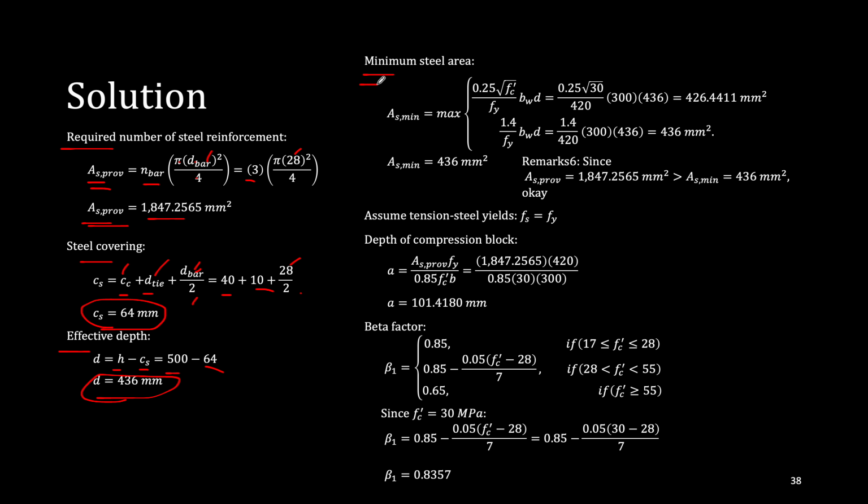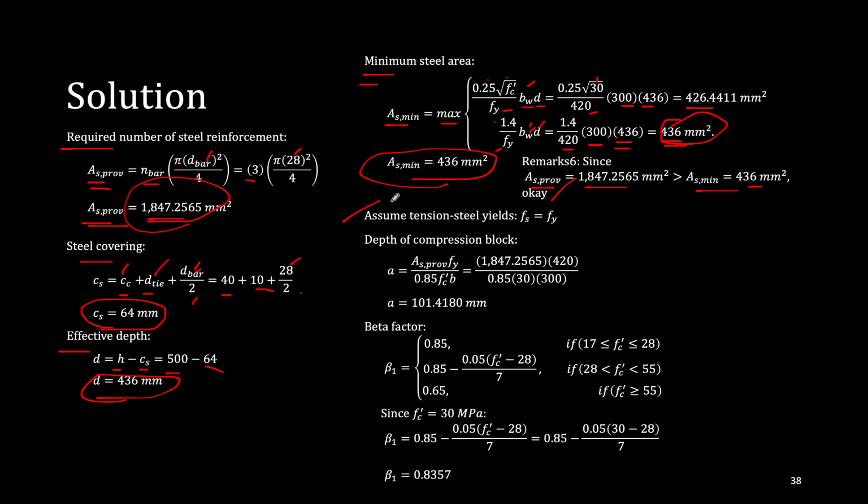After that is yung minimum na steel area. So yung minimum na steel area natin is the maximum value between these two equations. So 0.25 times square root of FC prime na 30, Fy na 420, width na 300, then yung D na 436. Yung makalculate na value is 426. Next na equation, 1.4 divided by Fy na 420 times yung width na 300 times yung D naman na 436. Yung makakalculate is 436. So yung maximum value is 436. So ito na ngayon yung mag-govern na minimum steel area. After that, we're going to compare it sa ating provided na steel area. Since yung provided na steel area is 1847, greater siya sa minimum na steel area na 436, therefore okay.